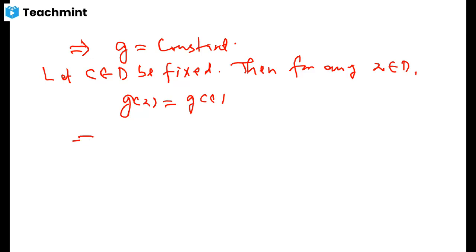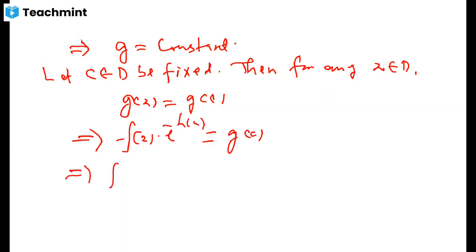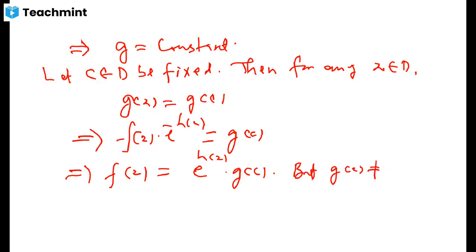This implies, what was the definition of g? The definition of g was f of z into e to power minus h of z is equal to g of c, which implies that from here you have f of z equals, you shift e to power minus h of z to the right hand side, e to power h of z times g of c. Now look at g of c. g of c is not equal to zero. It's not zero because g of c is e to power minus h of c times f of c. e to power something is never zero and f is not zero by hypothesis, so g of c is not equal to zero.